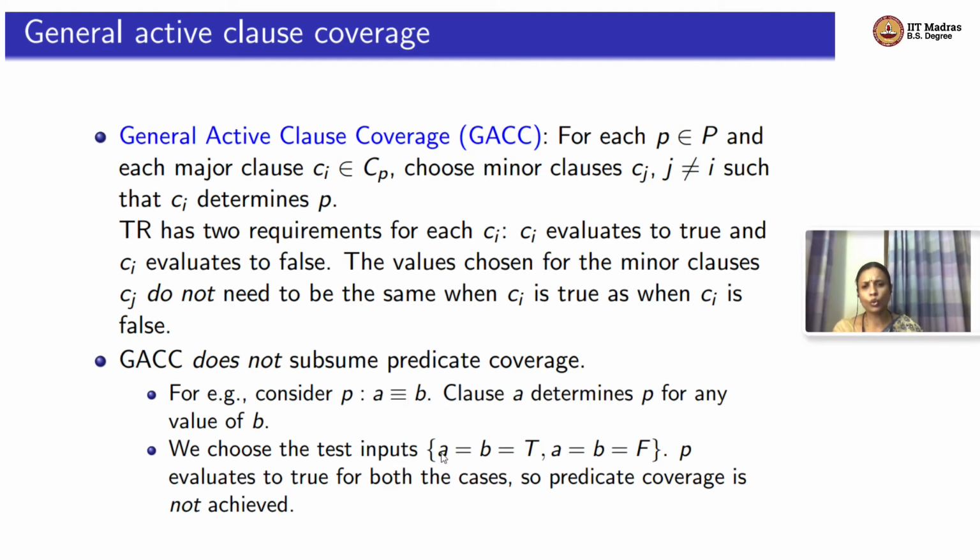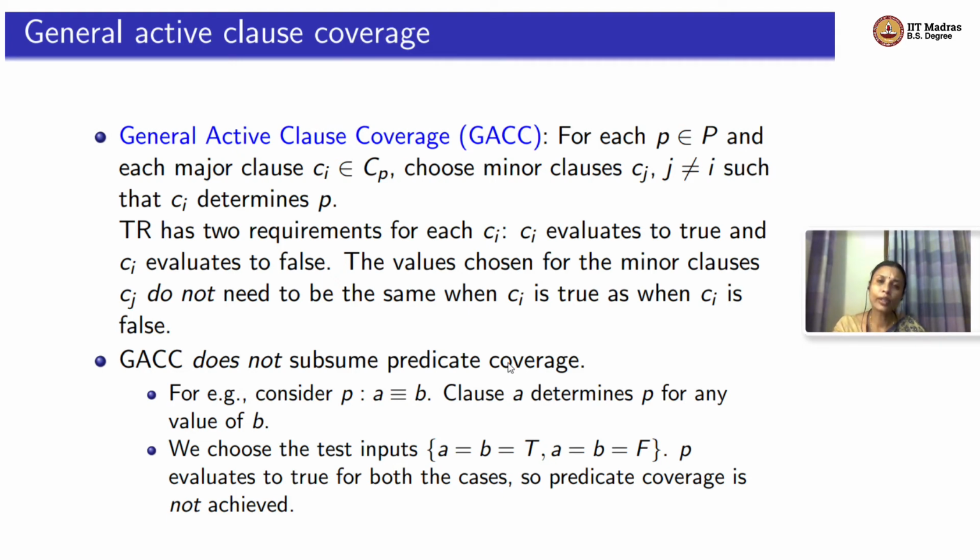Suppose we choose this test input: both A and B are true, and both A and B are false. Then what happens in this case? Because the predicate P is A equivalent to B, I assign A and B true together, or I assign A and B false together. So P evaluates to true in both cases. So predicate coverage is not achieved. So general active clause coverage does not subsume predicate coverage. So I lose my very reason that I started out with for active clause coverage.